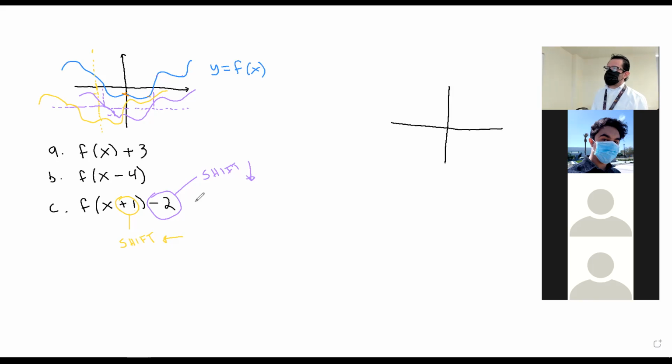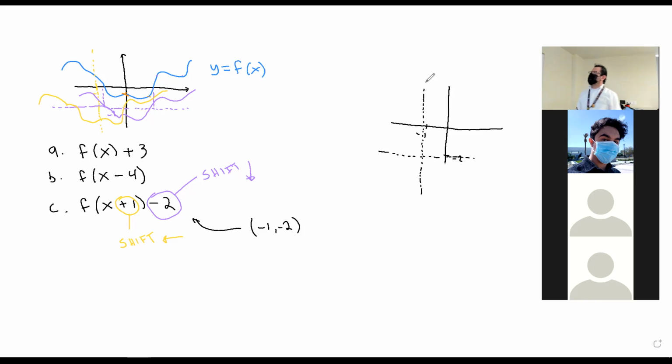So this actually gives us a coordinate, which is -1, -2. And so what's happening is that -1, -2 is going to be our new 0. But what is the point that will cross the -1, -2? We don't know that because we don't know the values of the function.